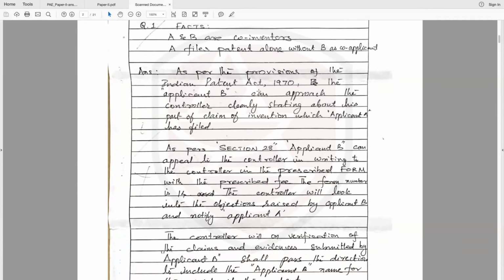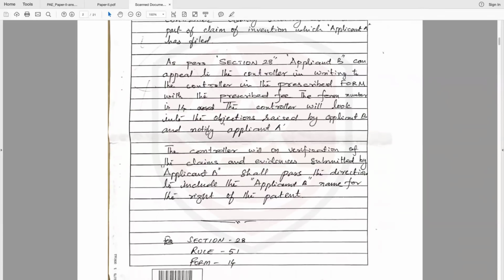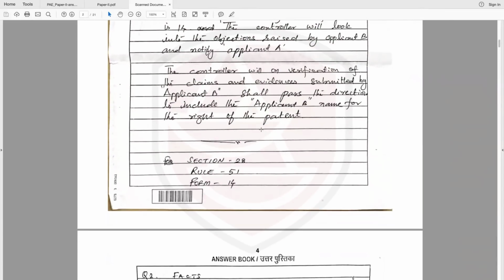Okay, so what this clearly tells us is that it's better to mention the sections, rules or forms only if you know them by heart. Here he got the section right, but somehow he got the rule and the form number wrong. He listed the rule as 51 and the form as 14. However, the relevant rule here is 67 and the relevant form is 8. So this throws a bad light on the candidate.